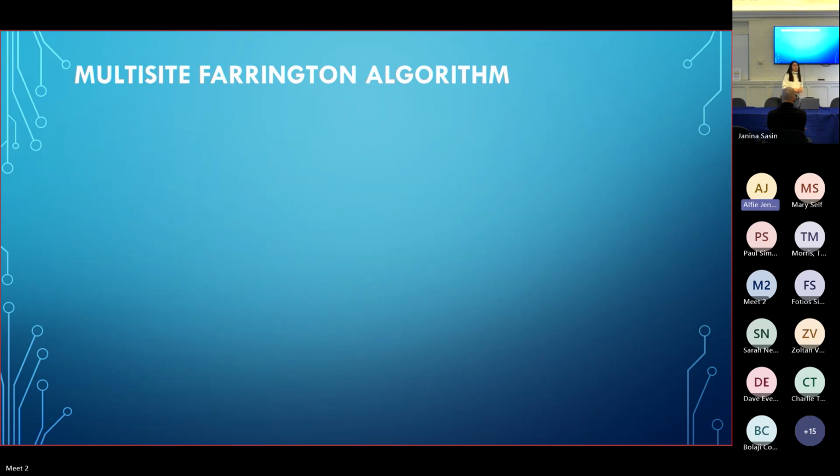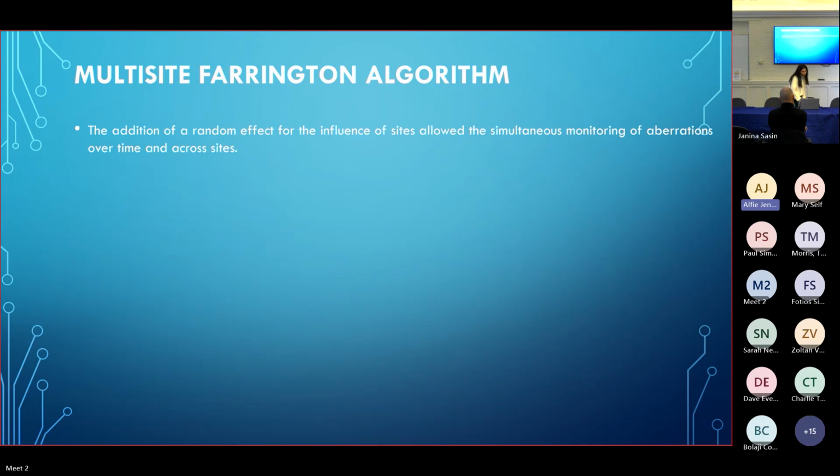Now, I will illustrate the results through plots in the next slides, but first I'll give you a small summary. When we compare this new multi-site algorithm to the existing Farrington Flexible that is not multi-site, it's just one-dimensional and doesn't take into account the spatial concept, we found out that the addition of random effects allows simultaneous monitoring of aberrations over time and across sites.